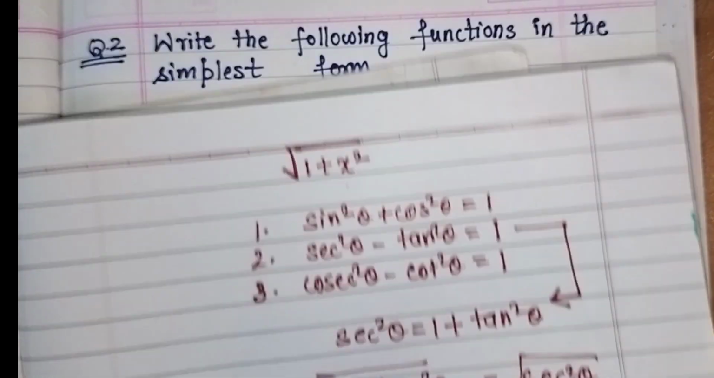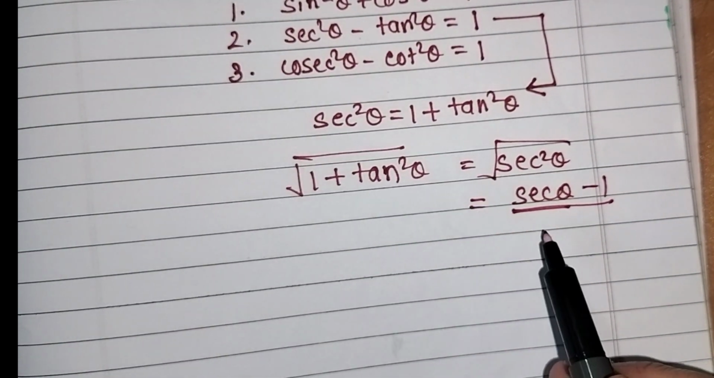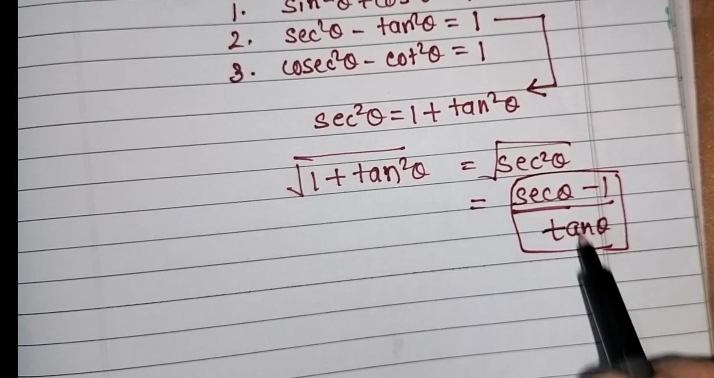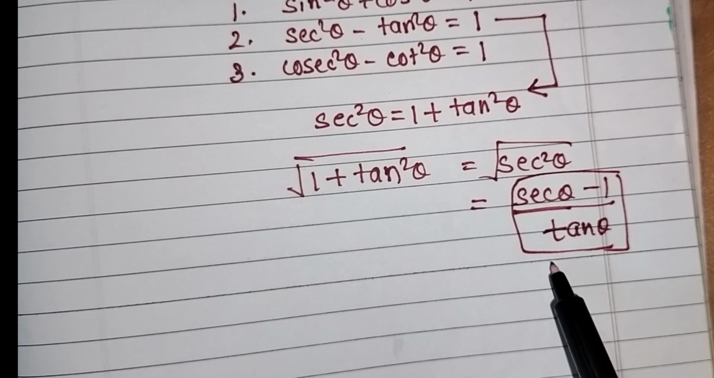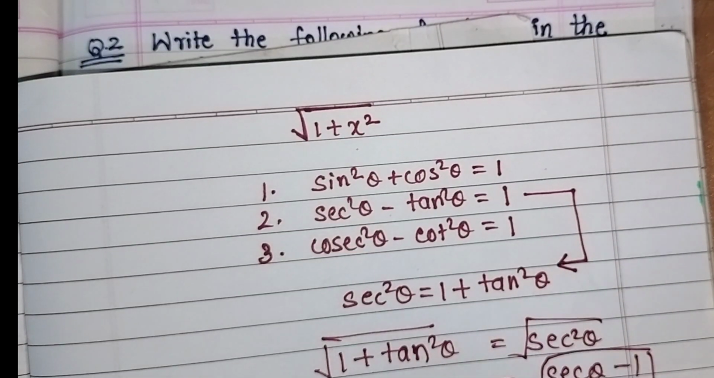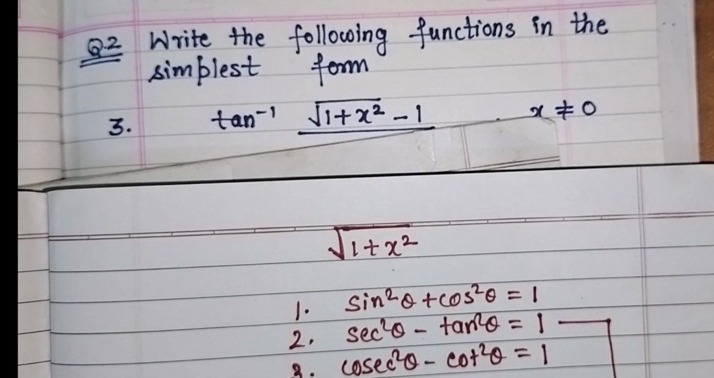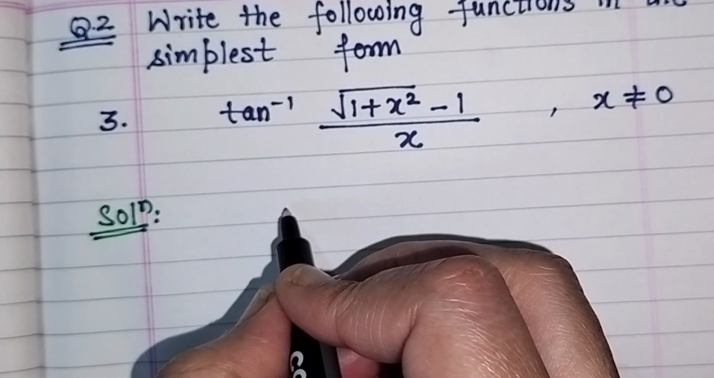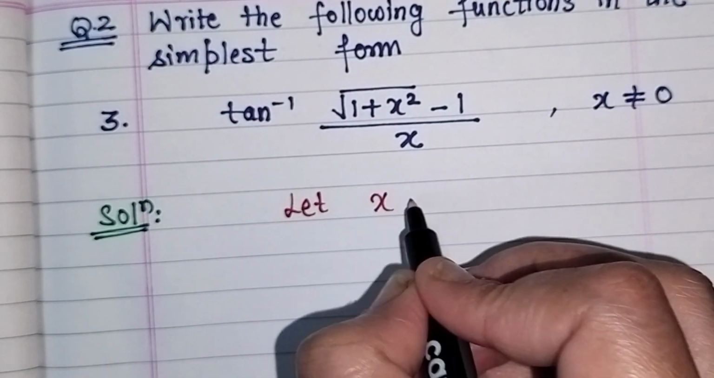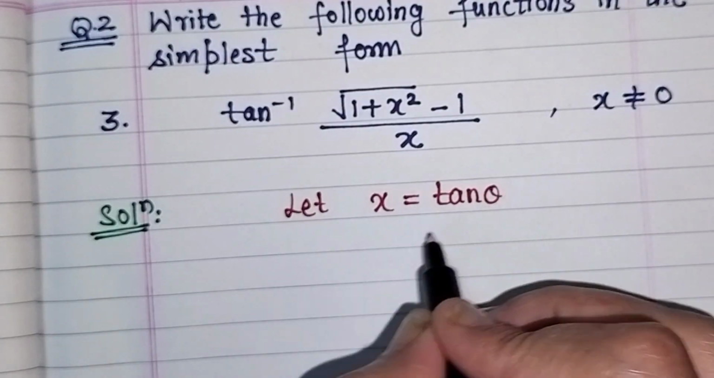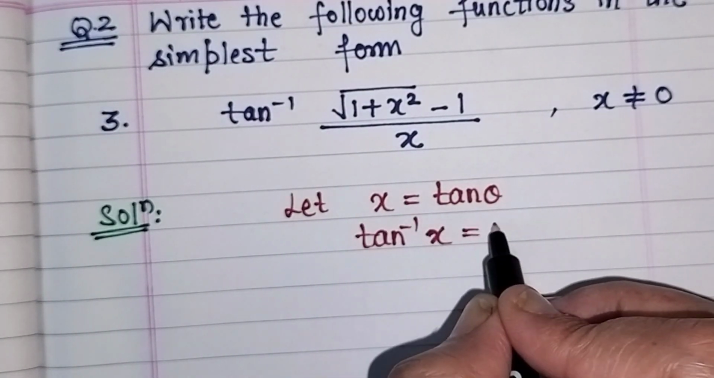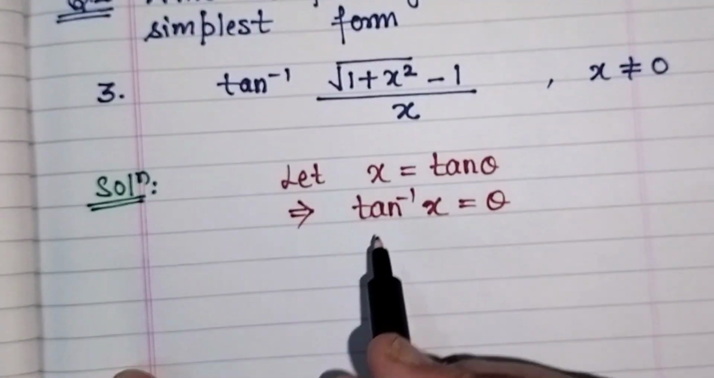So like this you will get sec theta minus 1, and in the denominator we have x, so that means it will be tan theta. Now we can simplify it further. We will convert this into sine and cos, and then simplify it further. Okay, so like this, first you have to consider your x by looking at the question. So first of all, let x is equal to tan theta. So here tan inverse x is equal to theta. Okay, so this is our first step.